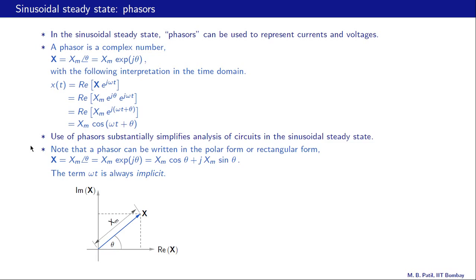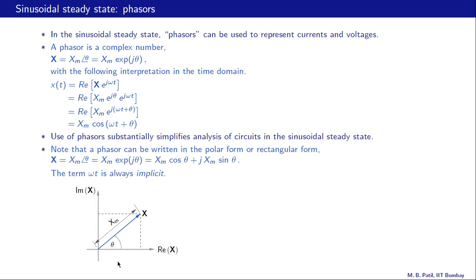Let us make some more comments. Use of phasors substantially simplifies analysis of circuits in the sinusoidal steady state, and we will look at some examples of that. Note that a phasor can be written in the polar form or rectangular form. This is the polar form, xm angle theta, also called the magnitude angle form. That is the same as xm e raised to j theta, and that can be written as xm cos theta plus j xm sin theta. This is called the rectangular form.